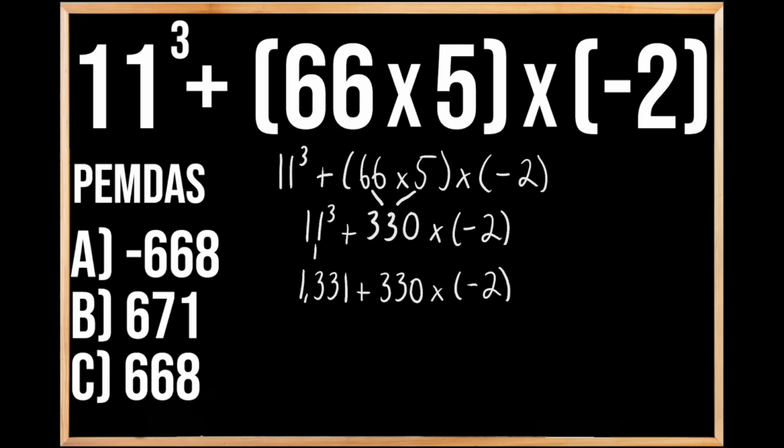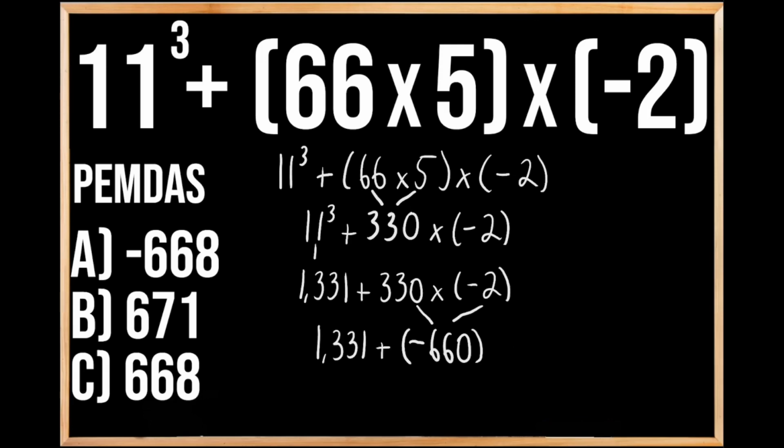So here, we're going to be multiplying 330 by negative 2, and since we're multiplying a positive by a negative, we're going to have a negative product. So when we multiply 330 by negative 2, we get negative 660, and now we're going to bring down the rest of this problem after we put parentheses around our negative 660, which is 1,331 plus negative 660.